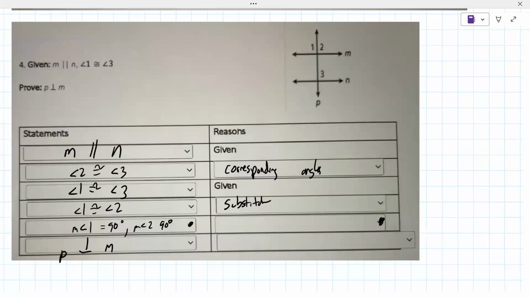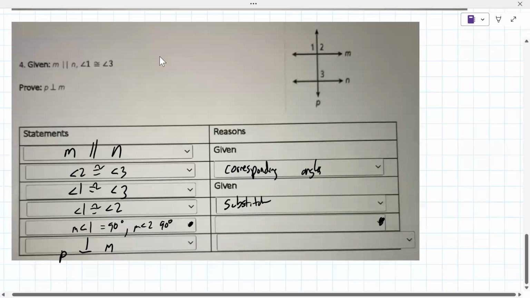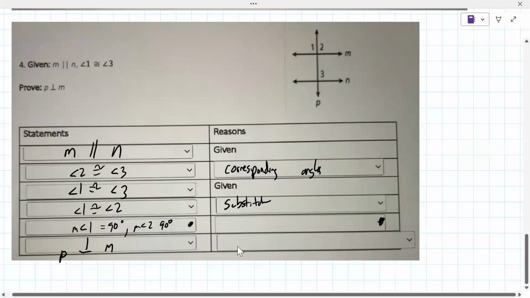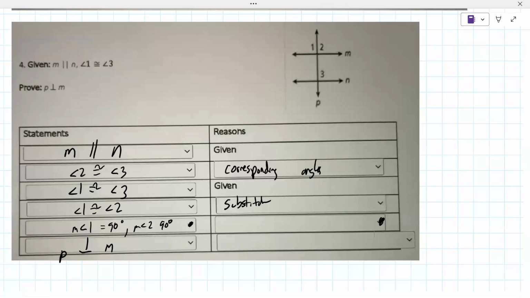Yeah. If two lines intersect to form congruent linear pairs, the lines are perpendicular. So that's this last one, for sure. The one before it, something about since the two angles are congruent, they form a linear pair. Or maybe you just try it in both, and one of them works out. I'll see.